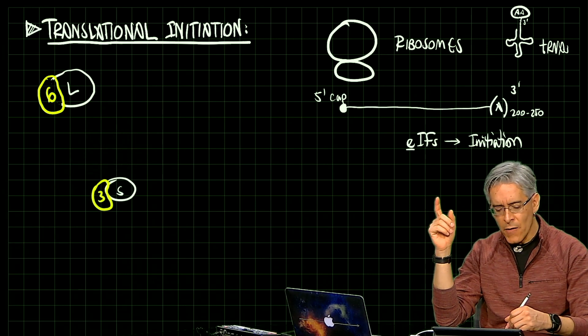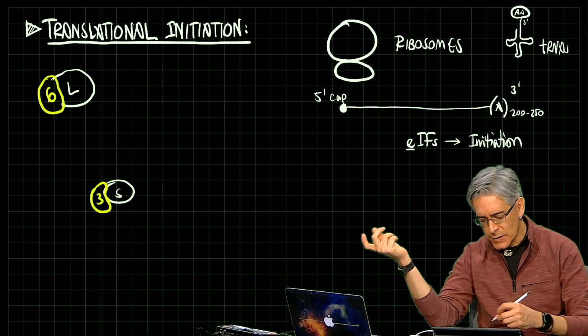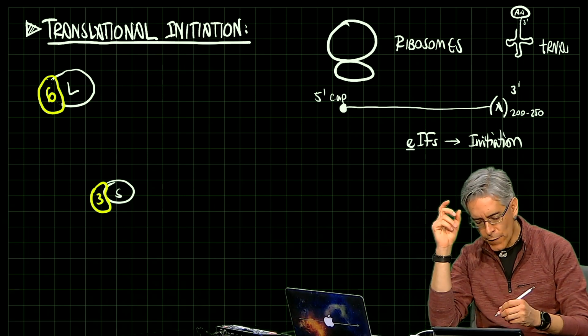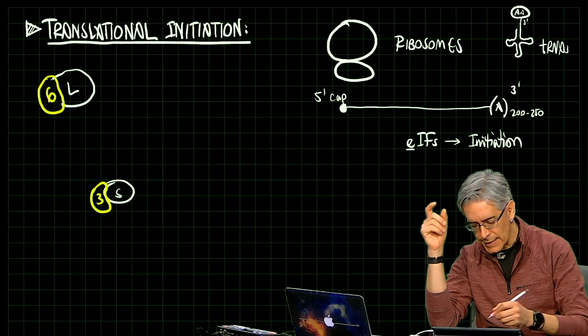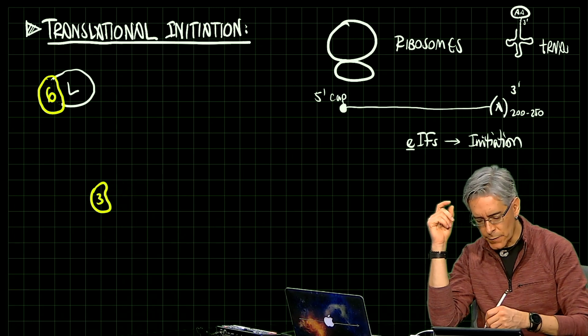All right, so now we need to actually load a few additional factors in the small ribosomal subunit. So for simplicity, to make this a little more obvious, I'm going to now increase the size of the small ribosomal subunit.